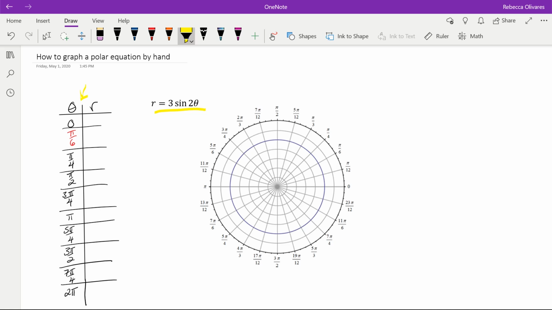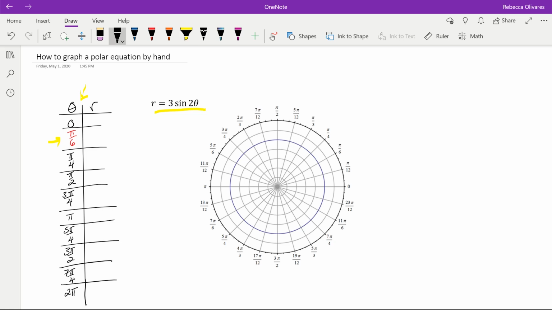So I created a table where my theta is my independent variable. I picked angles for theta, and then the r is going to be my dependent variable. I went ahead and filled in the table. You'll notice that I put this pi over 6 in red because it doesn't follow the same pattern as the others, but I'm going to do that in order to illustrate a point.